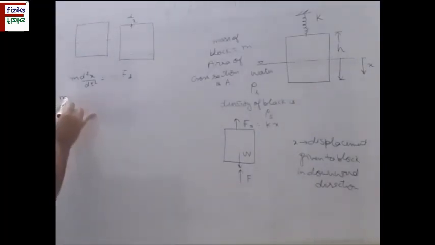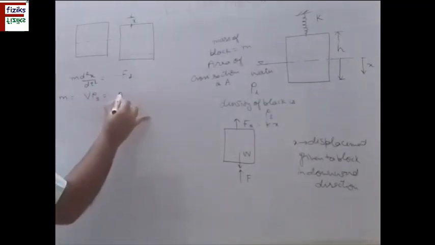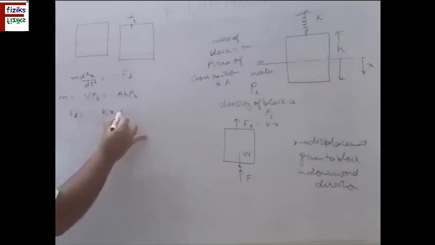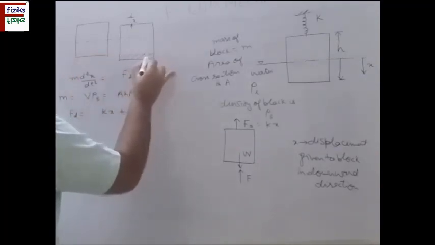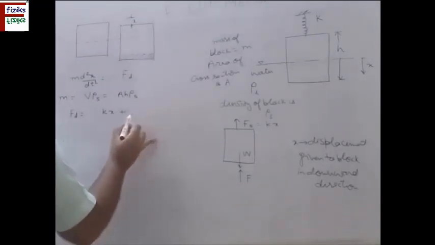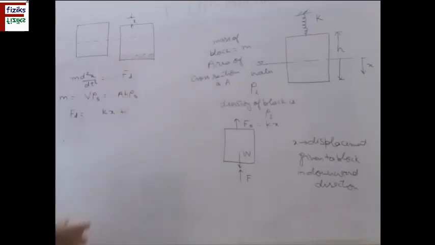M is the mass of the block, and this is equal to volume into density of the block. Volume is area of cross section multiplied by its height, into density. And the disturbing force is given by the spring force K into X plus the additional buoyancy force due to this much portion which was displaced additionally into the liquid, and this is equal to the weight of the liquid displaced by this much volume.